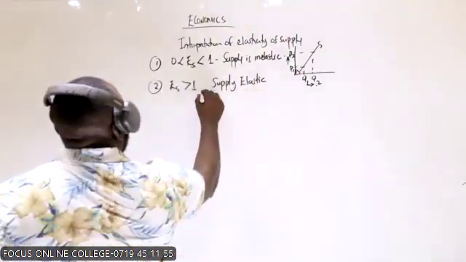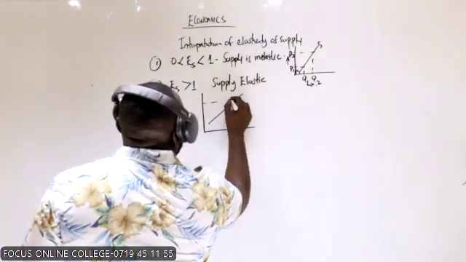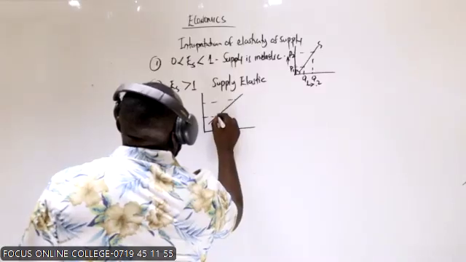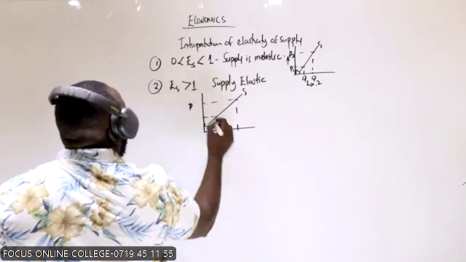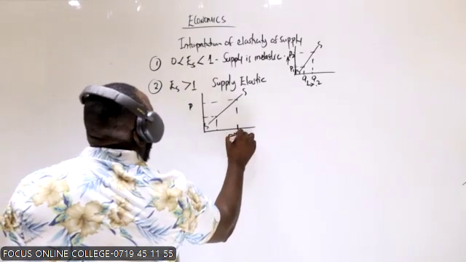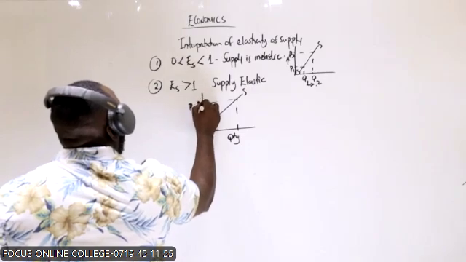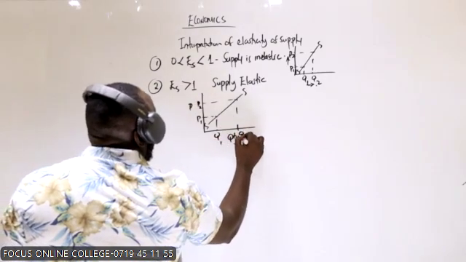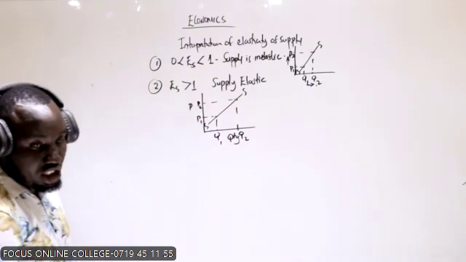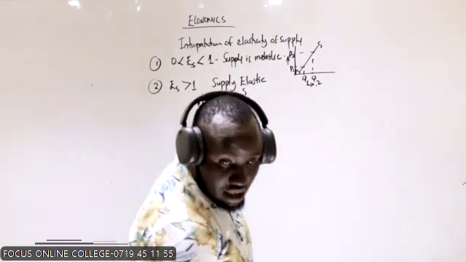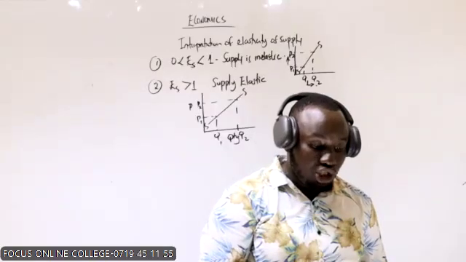Then when you have elastic, we can depict the diagram where we have a small change in price resulting in a bigger change in quantity. This is the supply curve, this is P, this is quantity. This is P1, P2, and we can see Q1. A bigger change in the quantity.